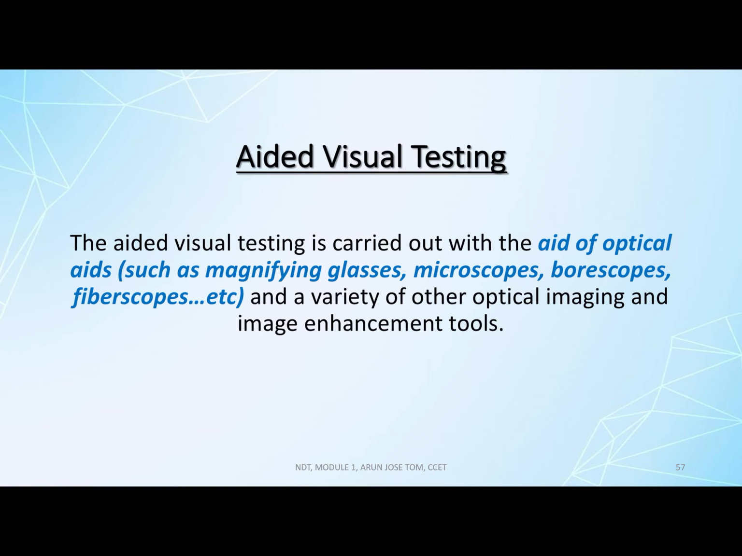Next one is the aided visual testing method. The aided visual testing is carried out with the aid of optical instruments, such as magnifying glasses, microscopes, borescopes, fibroscopes, etc. These are used for visual inspection purposes because we cannot always see using the naked eye. So we use such optical instruments for magnification.